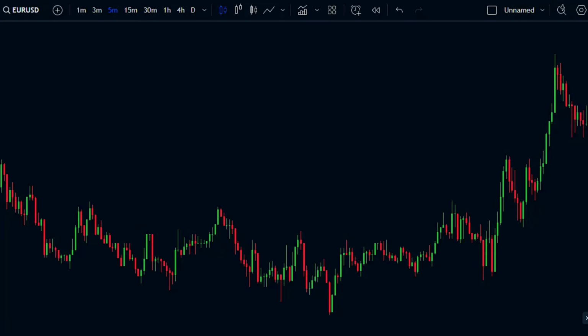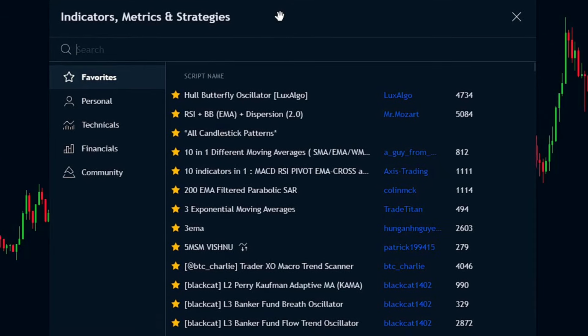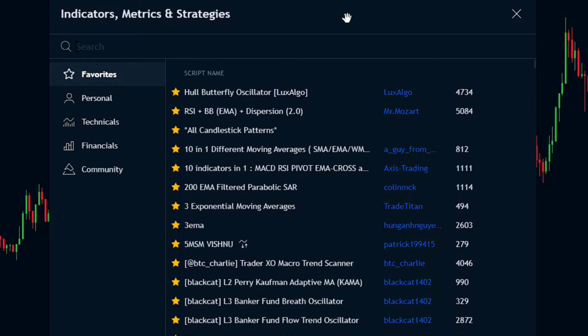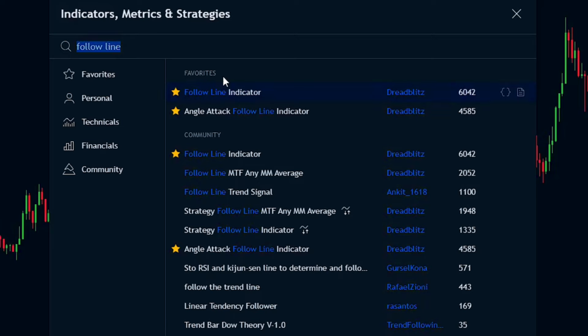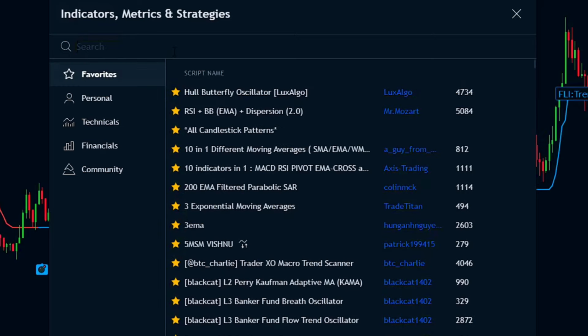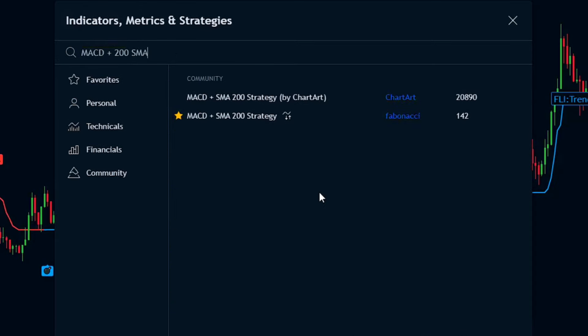So let's get into the indicator selection. We're looking at the euro against US dollar on the 5-minute time frame, and we'll build a simple trading strategy using only 2 indicators. First, let's add the follow line indicator. The one you're looking for is by Dread Blitz. For the second tool, let's search for the MACD plus 200 SMA strategy by Chart Art.